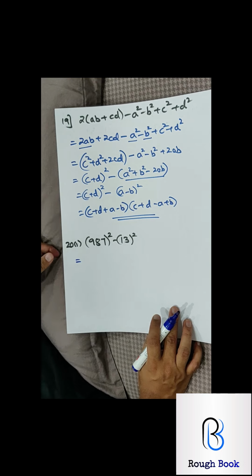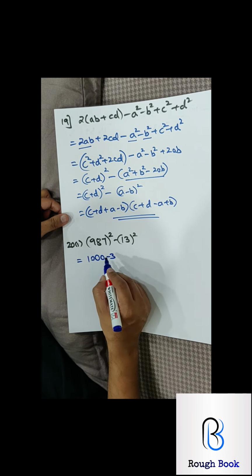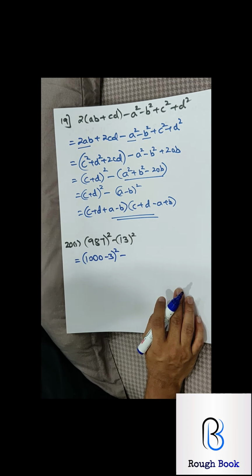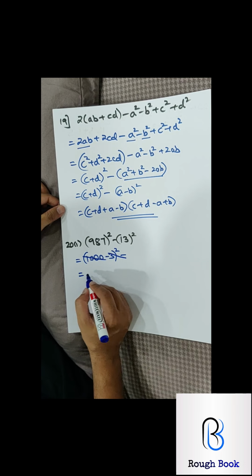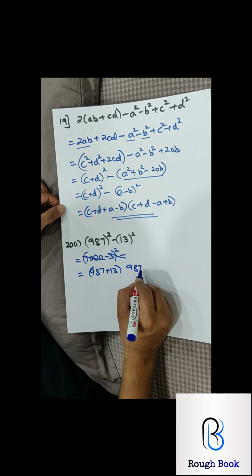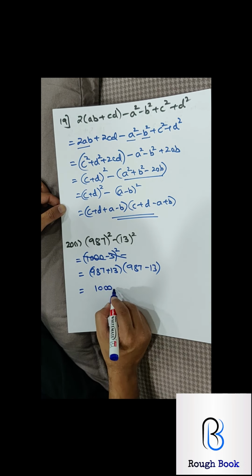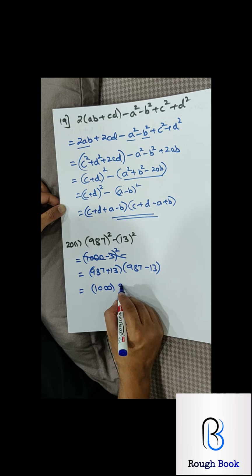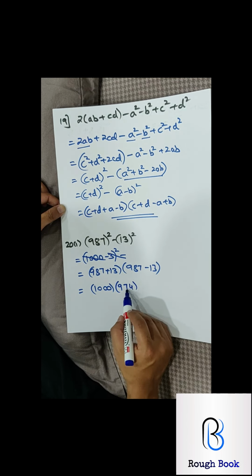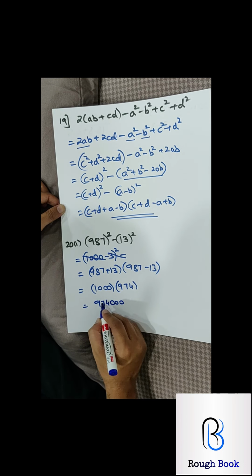I am sure you can manage. Pause video, go ahead. This can be written as 1000 minus 13 square. Oh, we can do it as a plus b, a minus b, my bad. So a plus b, a minus b. So this will become 1000 and this will become 974. Am I right? 4 plus 3, 7, 8. Correct. So final answer 974,000.